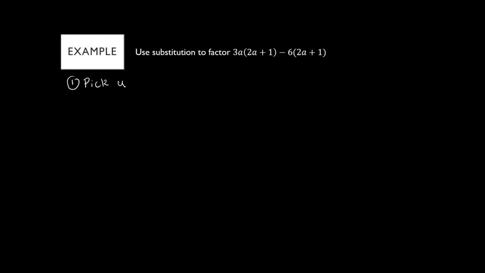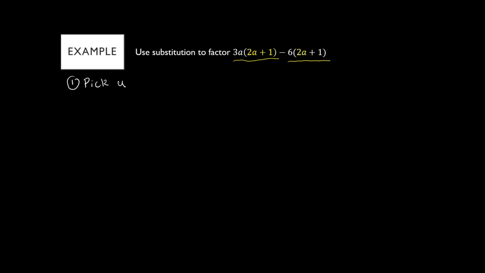So we're picking U, and you're looking for the thing that's in common. If you're looking at our polynomial here, we've got two terms. We have 3a times 2a plus 1, and then we have the 6 times 2a plus 1. So those are two terms, and we're looking at what is in common. And they both have a 2a plus 1. So that is what you're going to want to set as your U.